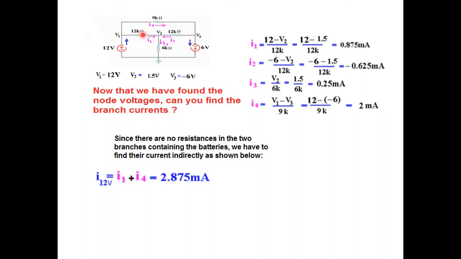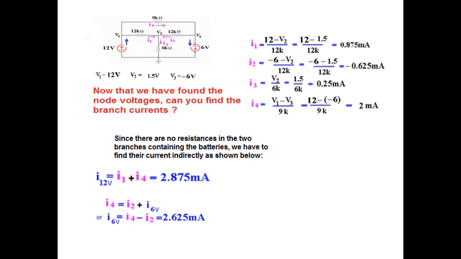Since we know I1 and also we know I4, we can find the total current to be 2.875 milliampere.